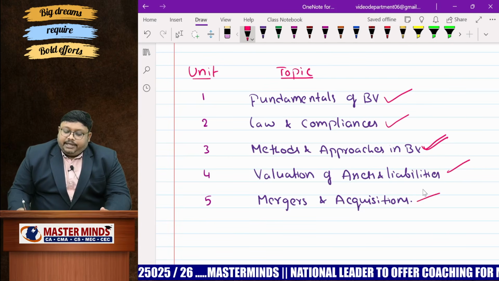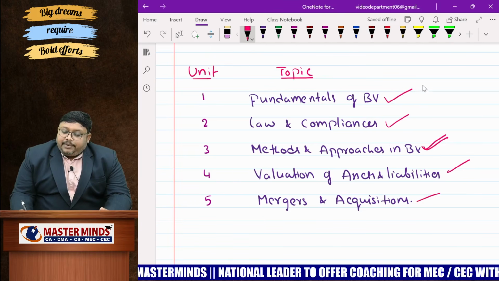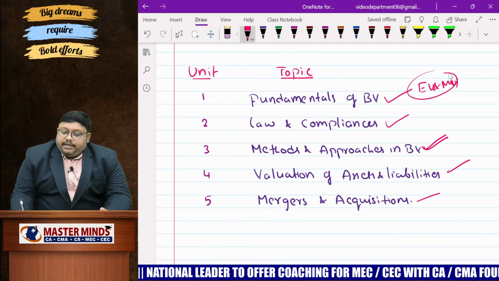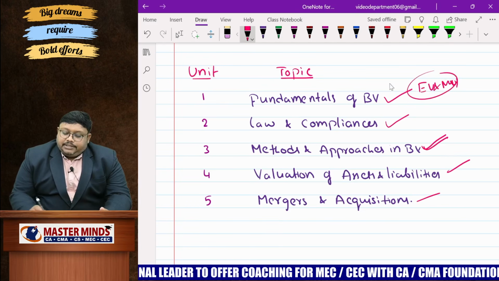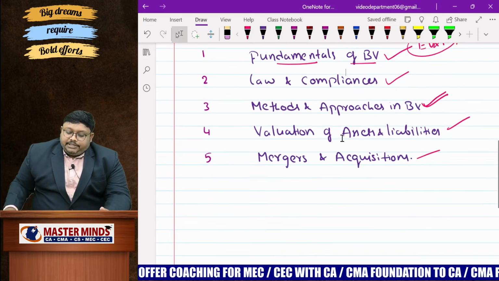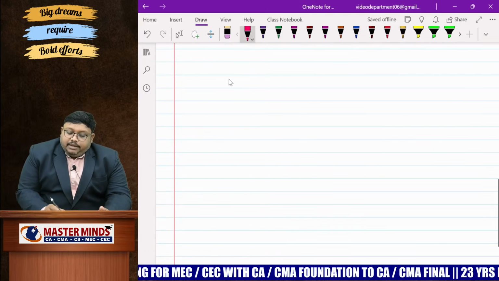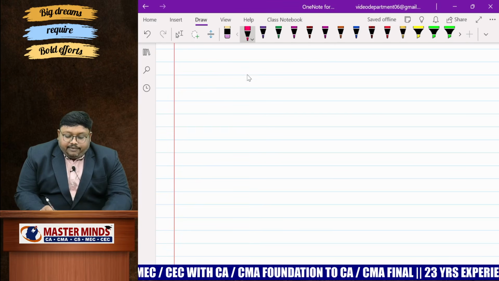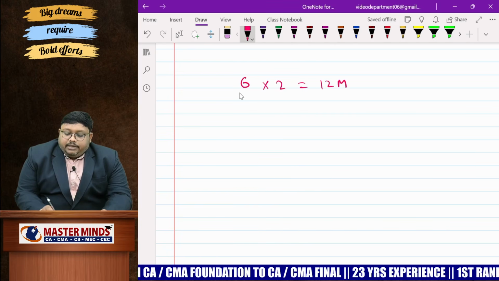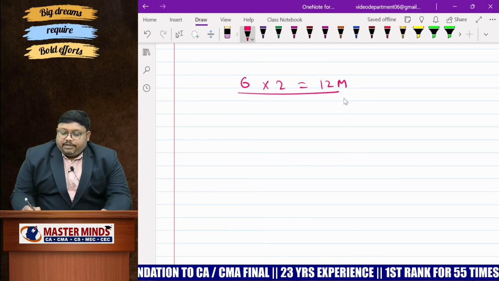Moreover, from the fundamentals, the most important things are enterprise valuation and market valuation. Based on methods and approaches, the fundamentals part is very important for MCQs. In the recent examination, from SPM and BV, especially from business valuation, they asked a total of 6 MCQs, which carry a total of 12 marks. Out of these 6 MCQs, most come from the basics, from the fundamentals.